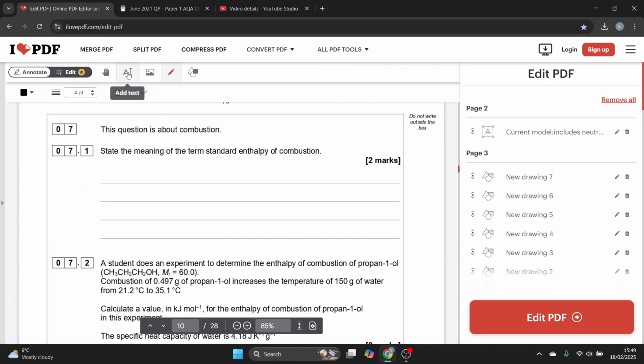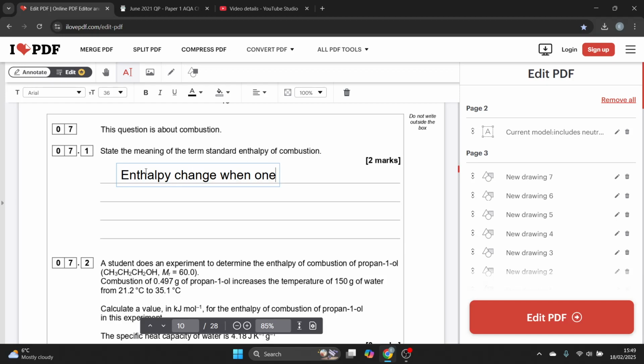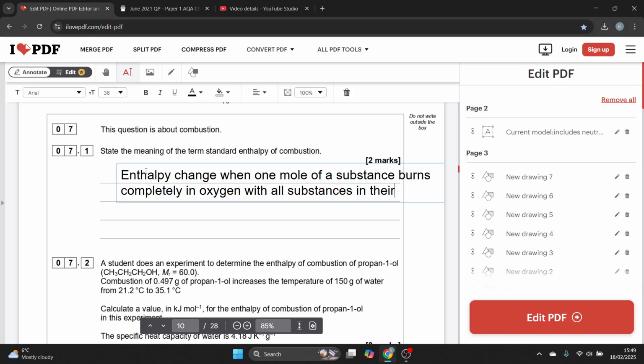State the meaning of the term standard enthalpy of combustion. Enthalpy change when 1 mole of a substance burns completely in oxygen with all substances in their standard states. Enthalpy change: 1 mole of substance burns completely in oxygen with all substances in standard states, 25 degrees Celsius and 100 kilopascals.